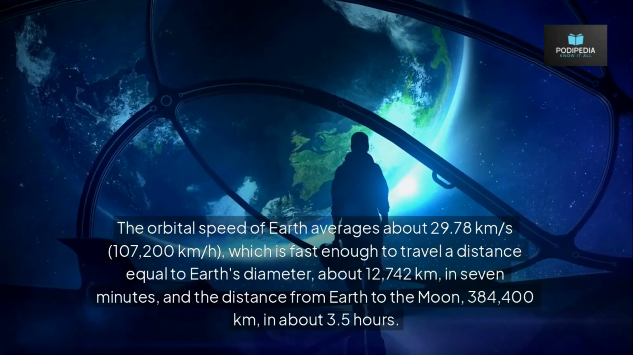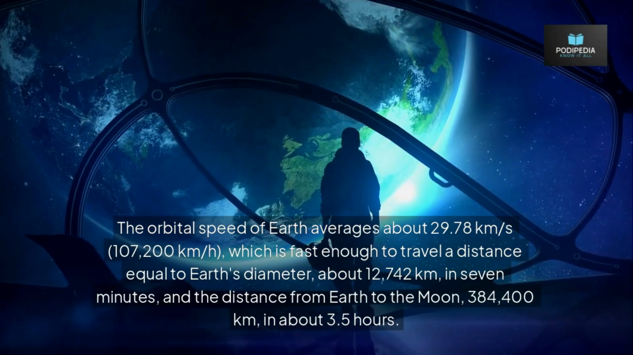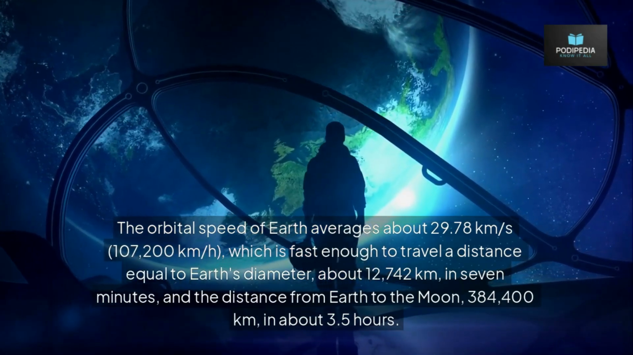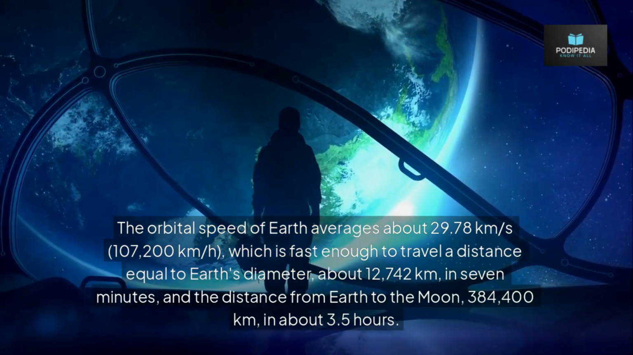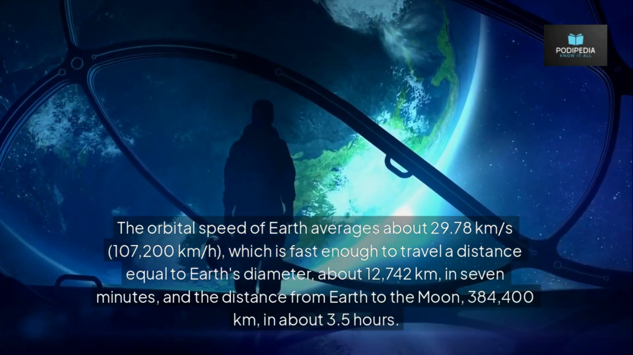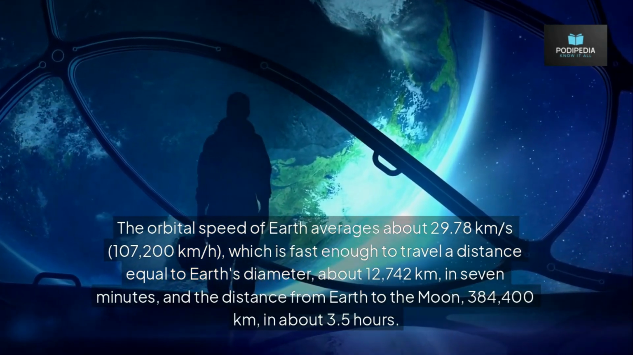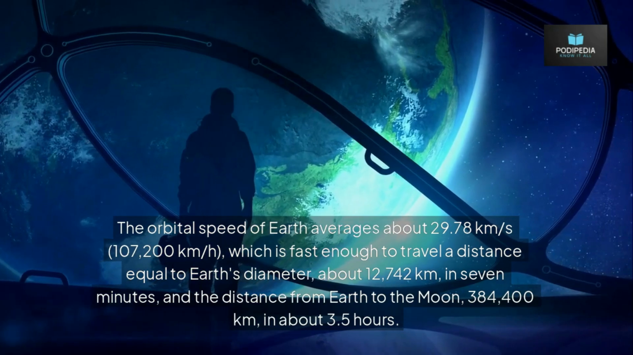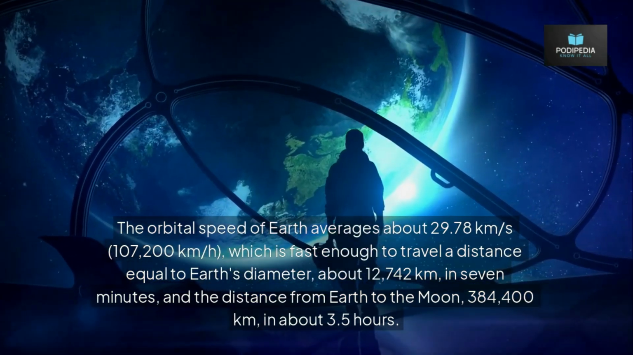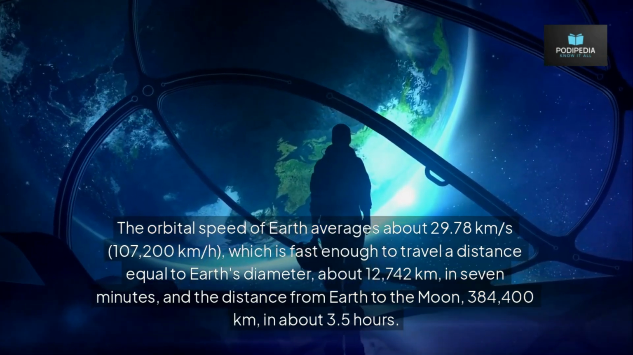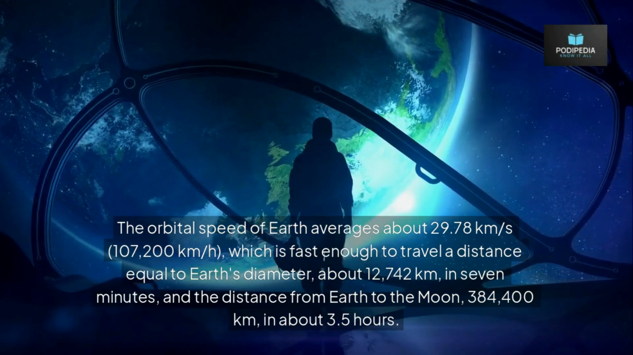The orbital speed of Earth averages about 29.78 km per second, 107,200 km per hour, which is fast enough to travel a distance equal to Earth's diameter, about 12,742 kilometers, in 7 minutes, and the distance from Earth to the Moon, 384,400 kilometers, in about 3.5 hours.